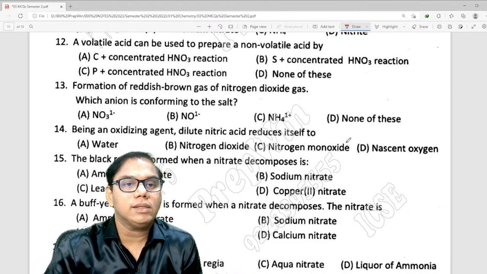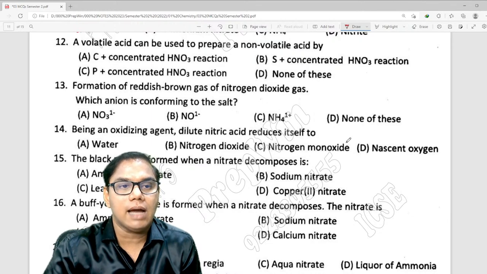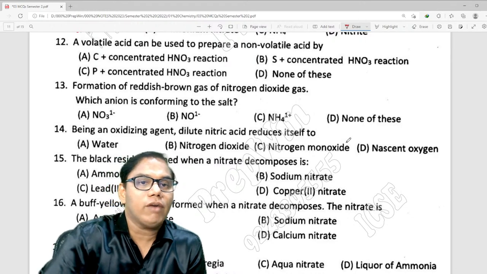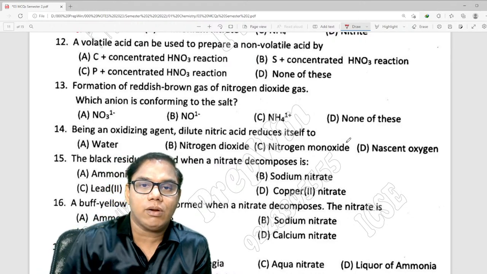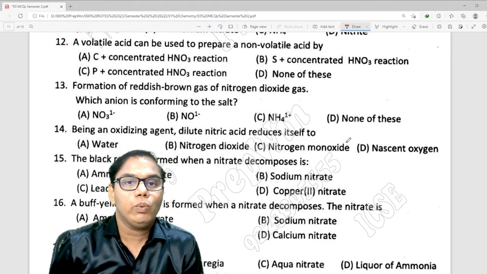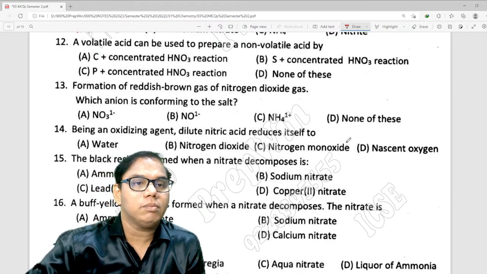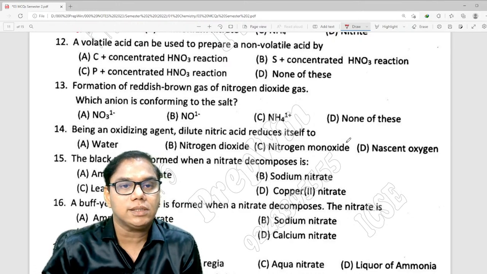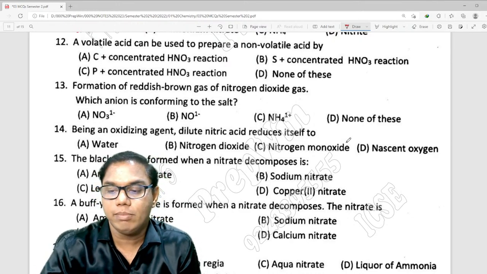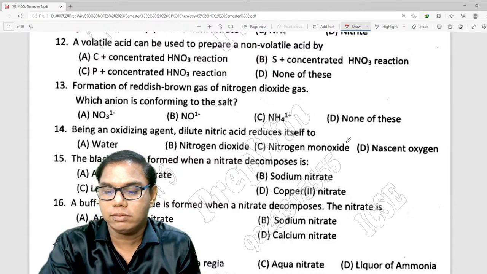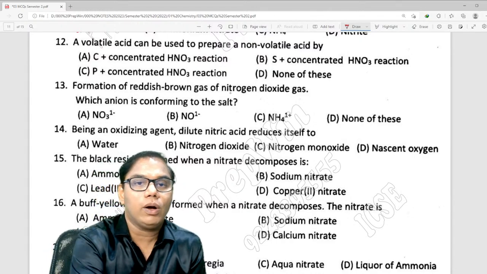C plus concentrated HNO3 reaction, carbon, very good question. Okay, reaction of nitric acid with carbon, reaction of concentrated nitric acid with sulfur, or reaction of phosphorus with concentrated nitric acid, which one? A, B, C, D, very good question. Have you read your textbook properly, thoroughly? Okay, let me help you out.